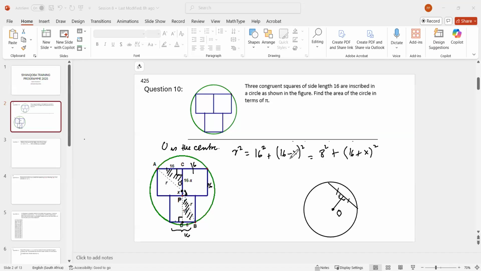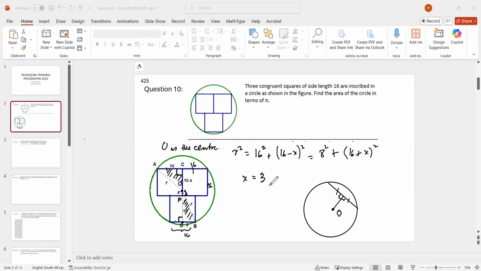Now that gives me an equation with one unknown, namely x. I'm not going to go through the calculations of this. It'll take a lot of time, but you can do that. And you'll see that x is equal to 3 when you calculate it.